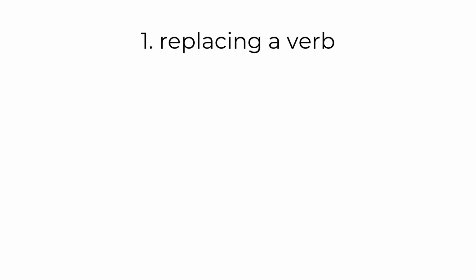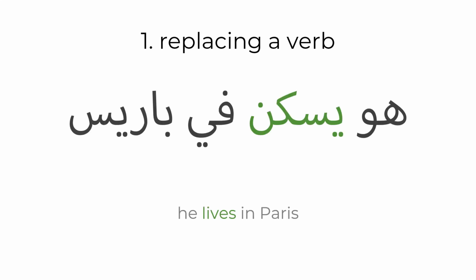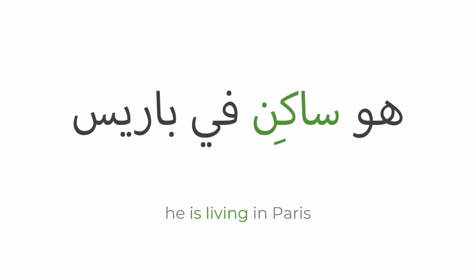How can we use these active participles? The first use is by replacing a verb. For example, in the phrase هو يسكن في باريس, we can substitute يسكن with the active participle. هو ساكن في باريس. He is living in Paris. You can always do this with verbs when they are actually going on, and they are similar to the English gerund.